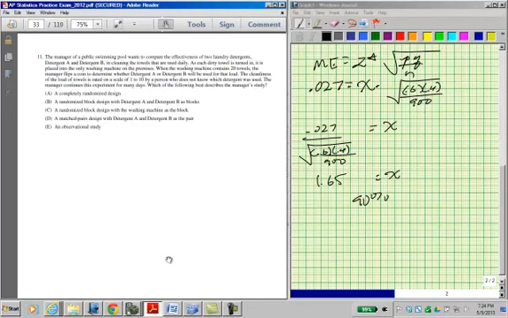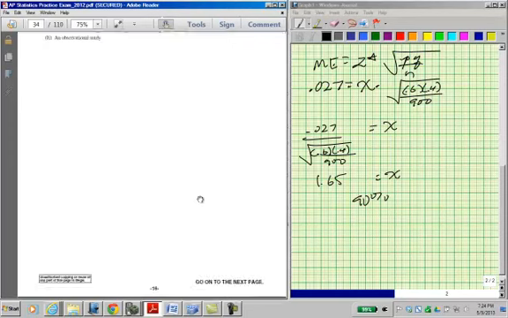The manager continues the experiment for many days. It's completely randomized design. Okay, there's no blocking. If there was blocking, things would be divided into subgroups and whatnot. Okay, it's just completely randomized design.